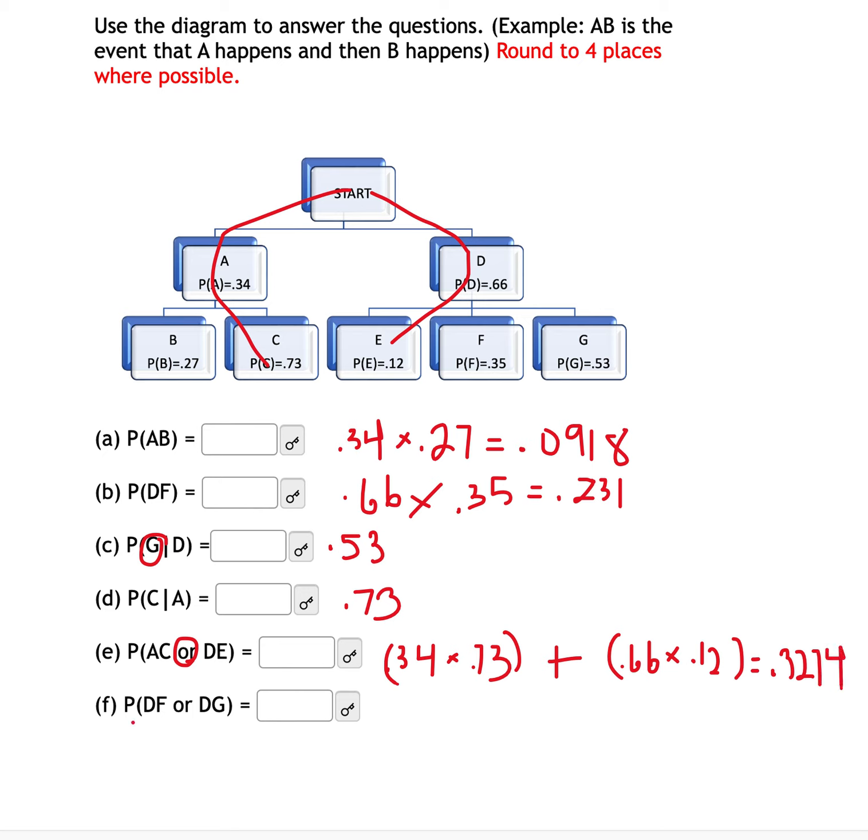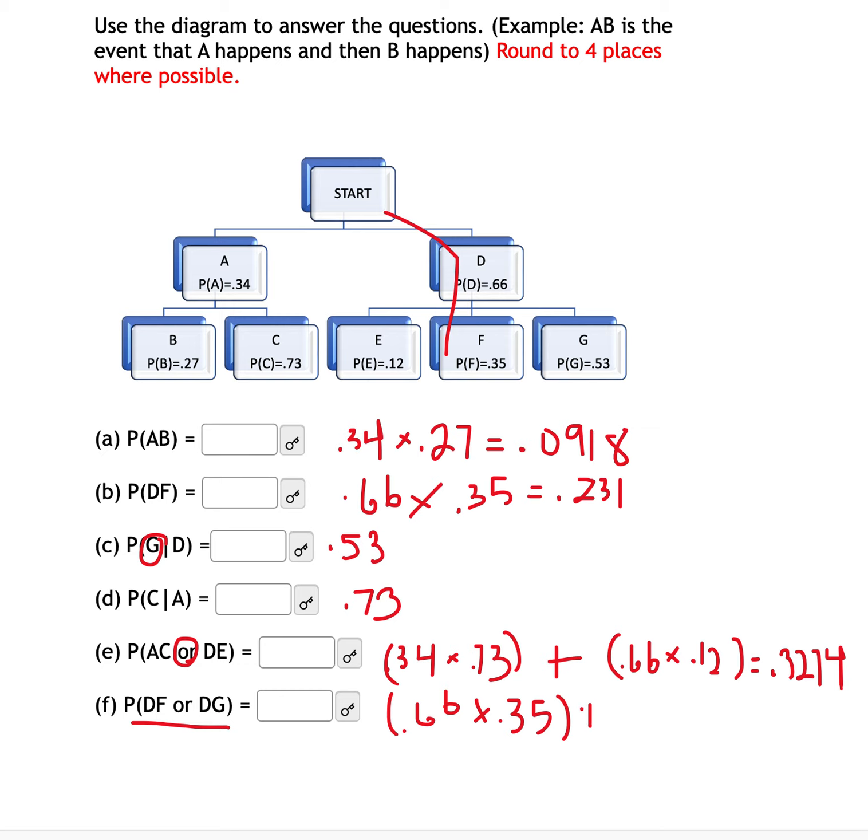Now, we're going to do the same thing for this one. We're just going to follow a different path because it's asking us for different events. So we're going to find the probability of DF. So here's D, here's F. So I'm going to take 0.66 times 0.35.